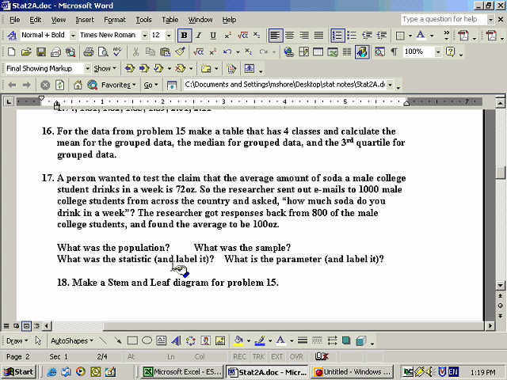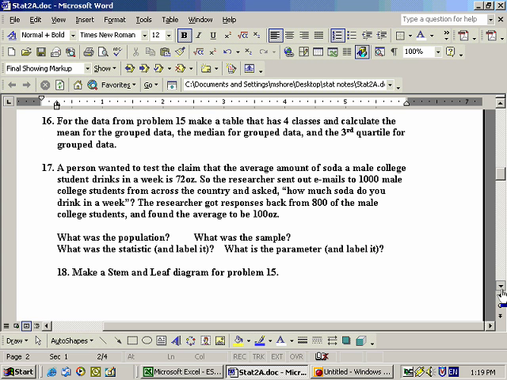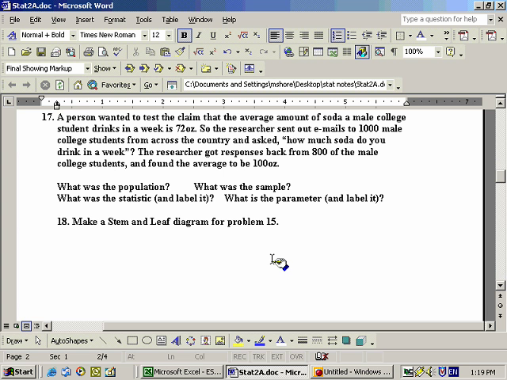What was the statistic? It would be that the X bar, the average, was 100. X bar equals 100. And the parameter is the average amount of soda that a male college student drinks in a week. And we do not know what that value is, but if we knew it, we would label it mu. And then finally, 18 says to make a stem and leaf diagram for problem number 15.